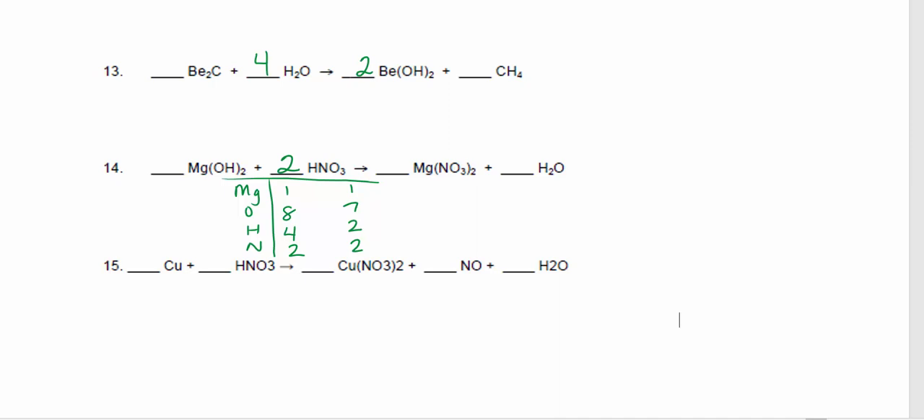So that H and O needs to change here so that we can balance this. If I put a 2 here in order to balance my hydrogen, then I have 8 oxygen, and that is the balanced equation. For number 15, we'll use the same method. This is a redox reaction.